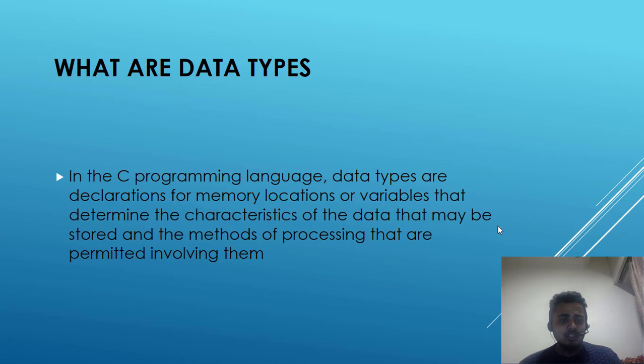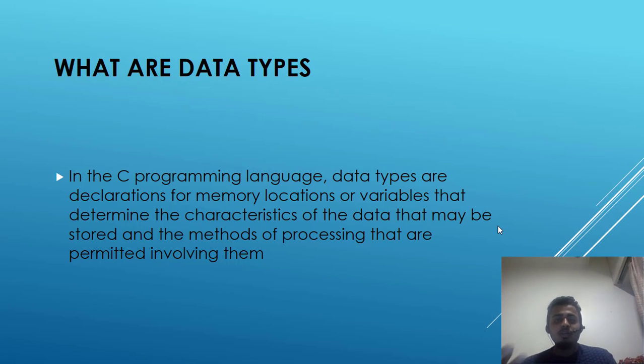In C programming language, data types are declarations of memory locations and variables that determine what type of data will be stored in that memory. That means we'll give a type for that memory. Okay, this is written, so you can read it and it will be clarified.